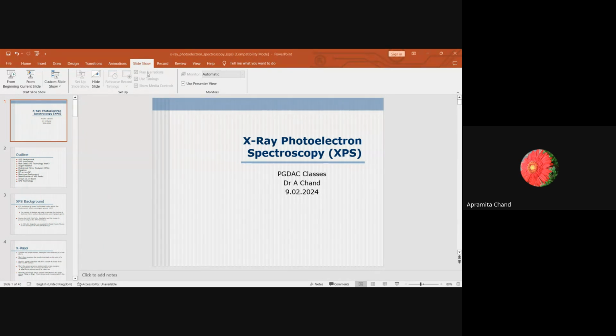So please note down the relationship: EK is equal to h nu minus EB minus phi. Where EK is the kinetic energy of the ejected electron, h nu is the incident photon energy, phi is the work function of the spectrometer, and EB is the binding energy of the electron.